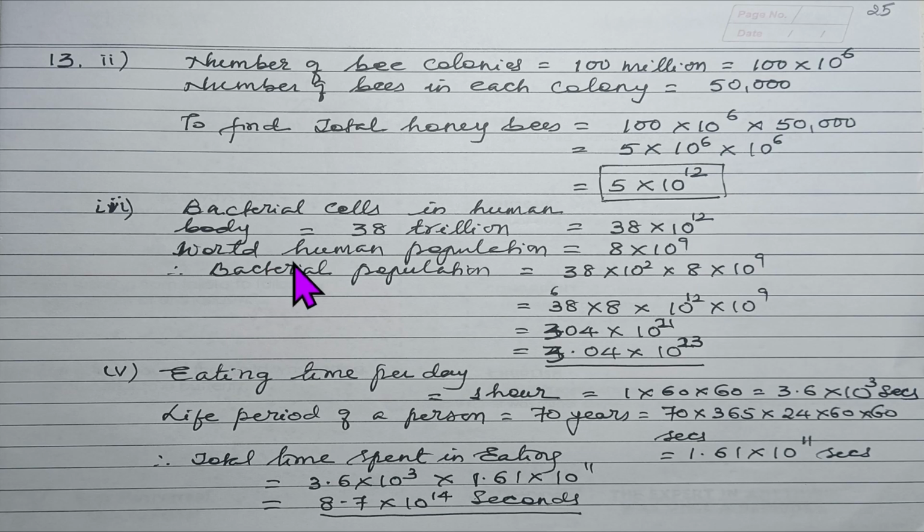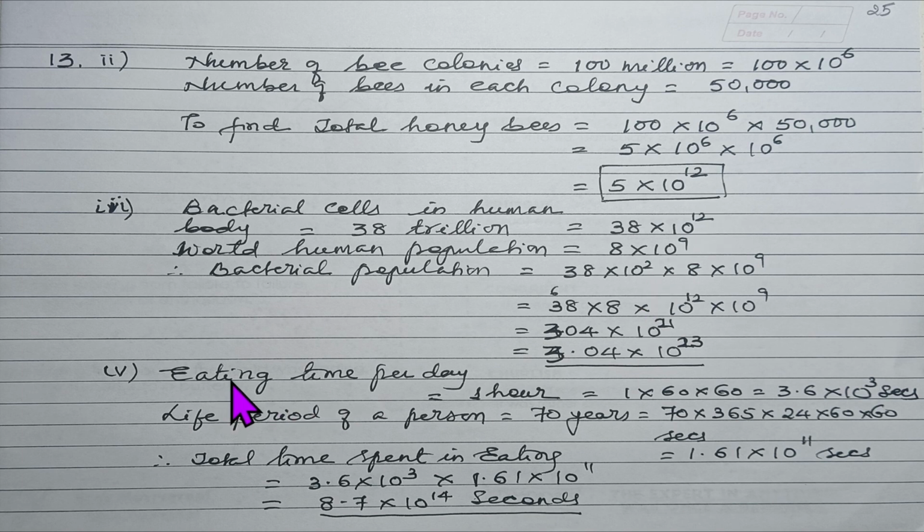Now bacterial cells in one human body are approximately 38 trillion, that is 38 into 10 raised to 12. The world population is approximately 8 billion, therefore bacterial population will be the number of bacteria per human being into the population of human beings, that is 8 billion. So 38 into 10 raised to 12 into 8 into 10 raised to 9, therefore 38 into 8 into 10 raised to 12 into 10 raised to 9, and that will be 304. When I multiply, you get 304 into 10 raised to 21, or 3.04 into 10 raised to 23. So please make a correction here, it is not 10 raised to 2, it is 10 raised to 12.